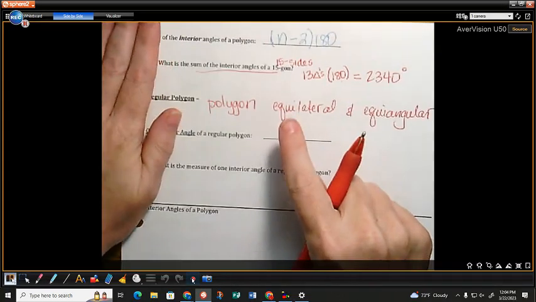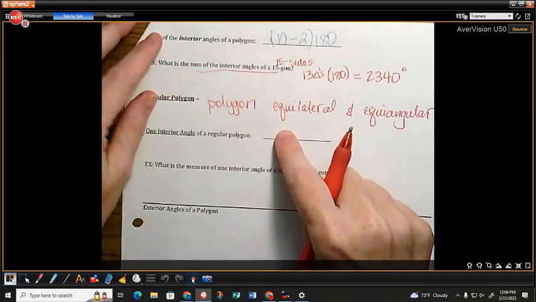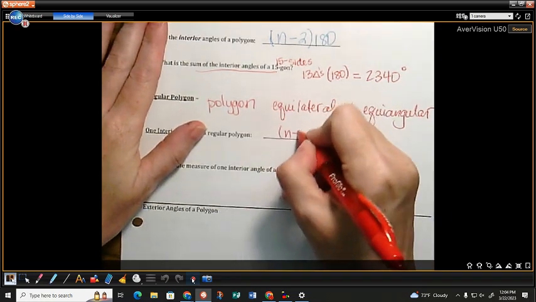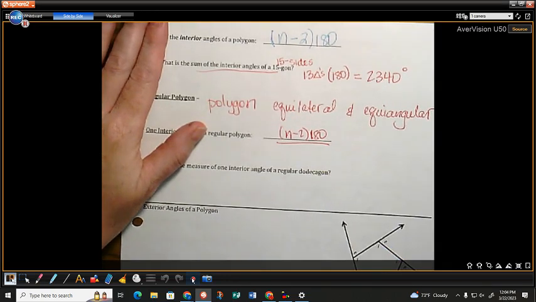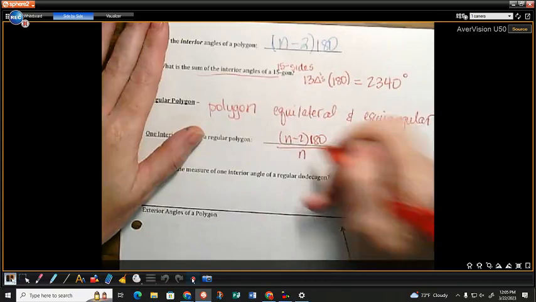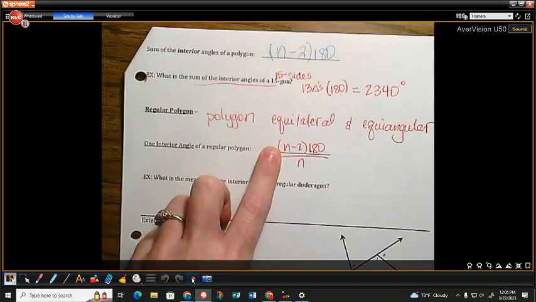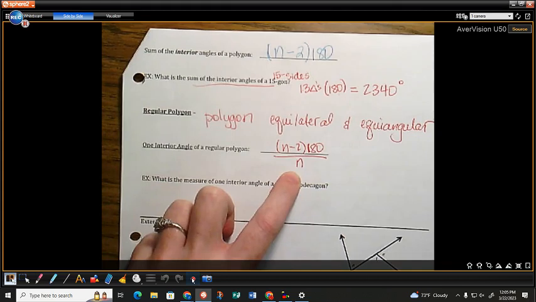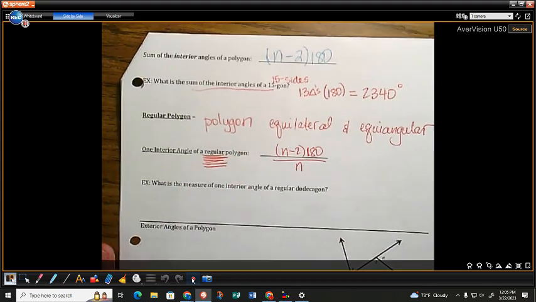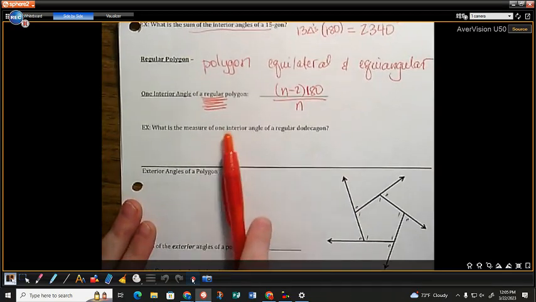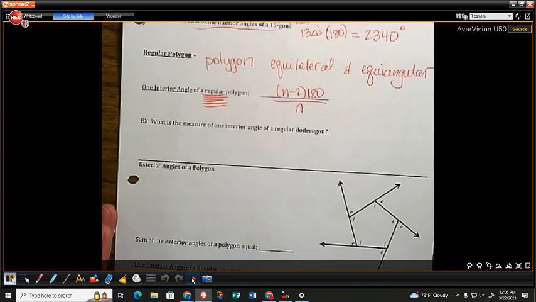So how do I get just one angle instead of the whole sum? I take that total and divide it by what? Oh, you divide it by n, the number of sides you have. Because this is the total number of degrees, but I'll have this many angles to share it out in a regular polygon. That doesn't work if it's not regular, because then they might all be different sizes.